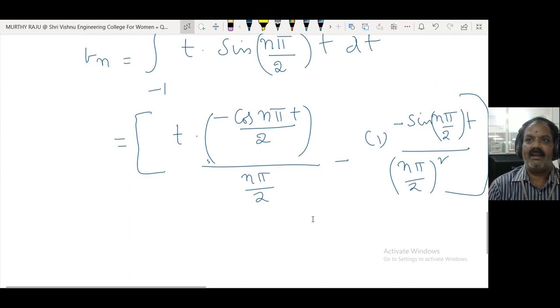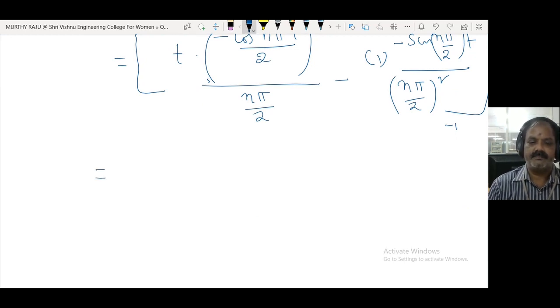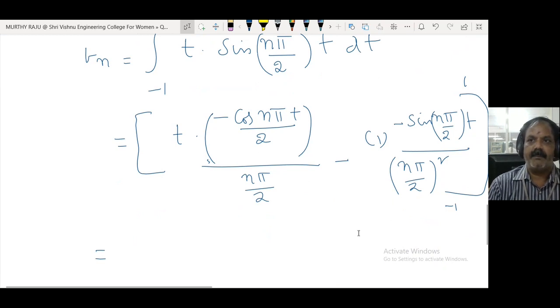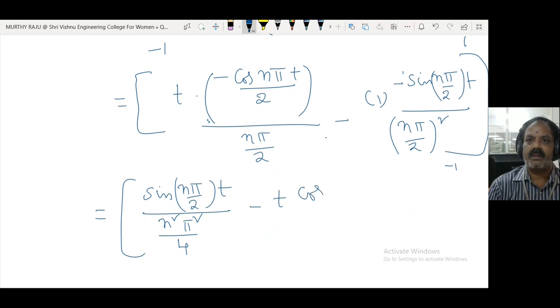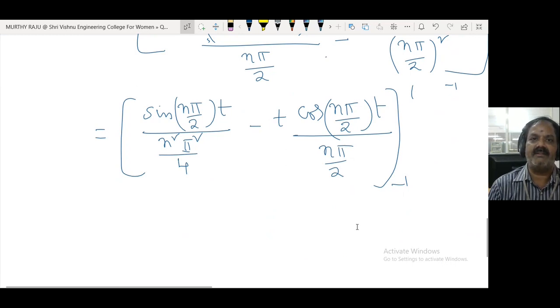Therefore, in the interval -1 to 1, that is equal to minus into minus plus, sin(n pi by 2 t) by n square pi square by 4, minus t into cos(n pi by 2 t) by n pi by 2. Here minus into minus plus. Write down this expression here, write down the second expression here, in the interval 1 to minus 1. Substitute these limits in that expression.